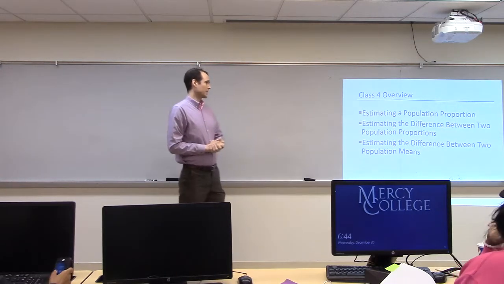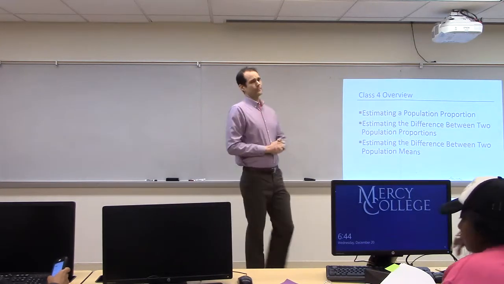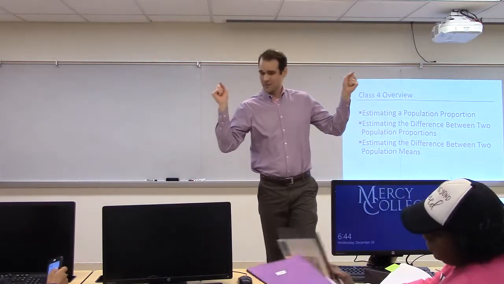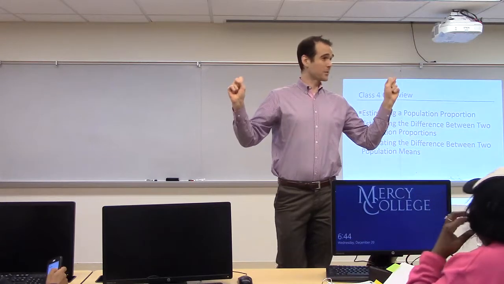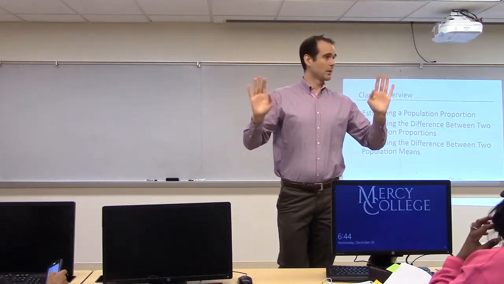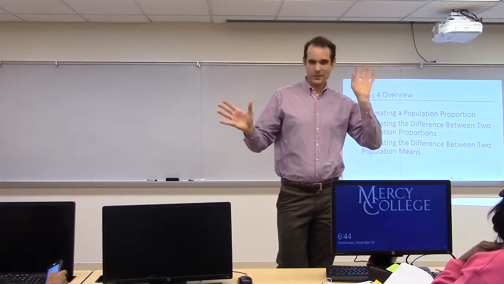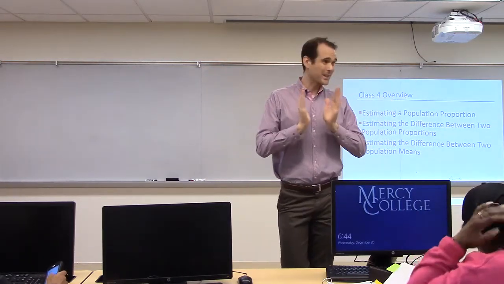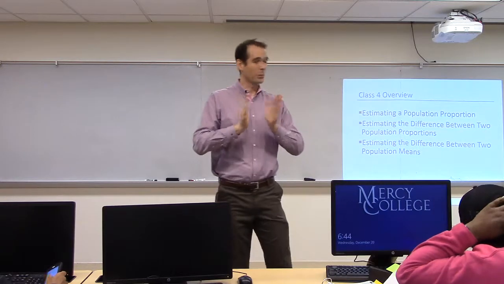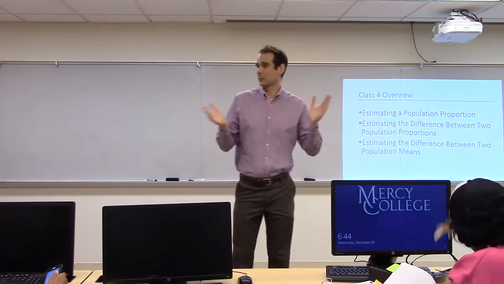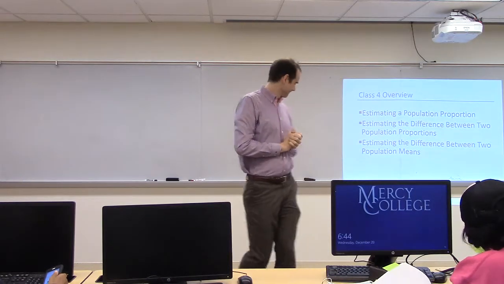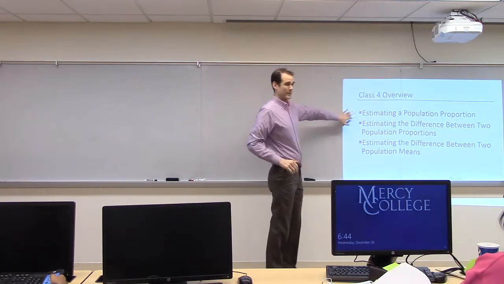And then estimating differences between two population means. Town 1 income is 50,000, Town 2 income is 40,000. What's the difference between them? 10. Okay, so we're not going to be able to ask every single person in Town 1 and Town 2, so we'll sample here and sample here. Our point estimate is going to be 10, but we'll need a confidence interval, just like we've used confidence intervals for regular means. All right, so those are the three topics tonight.